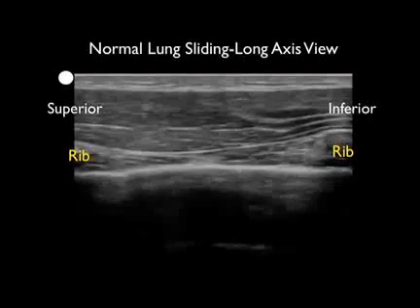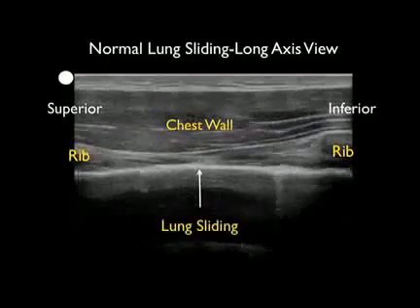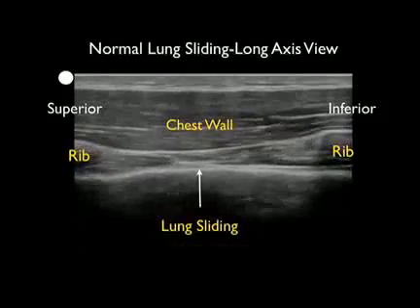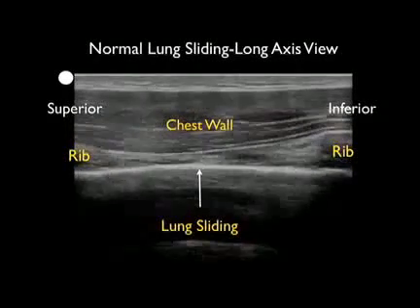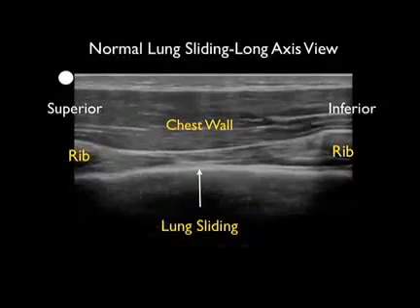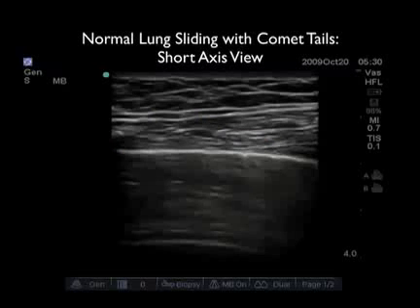Here we see more dramatic comet tails coming off the shimmering parietal and visceral pleura. In this patient we see the comet tail shooting off the back, telling us that this lung is up and there's no pneumothorax. So vertical lines coming off the back of the pleura always mean that the lung is up and are always a good sign on lung ultrasonography.